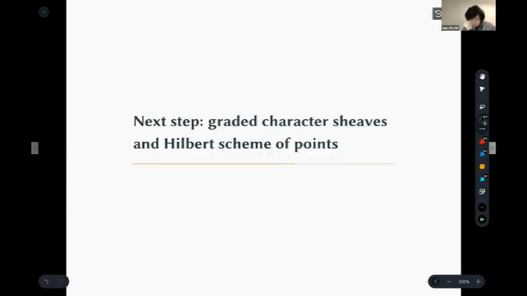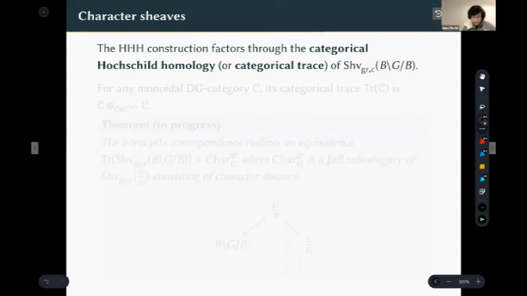Okay, so why did we go through the whole thing? What was our motivation? The HHH construction that I mentioned at the beginning actually factors through something called the categorical Hochschild homology, also known as the categorical trace, of shifted graded sheaves on G mod B mod B. So this is the category of circle-by-modules, chain complexes of circle-by-modules. Now we have a geometric incarnation.